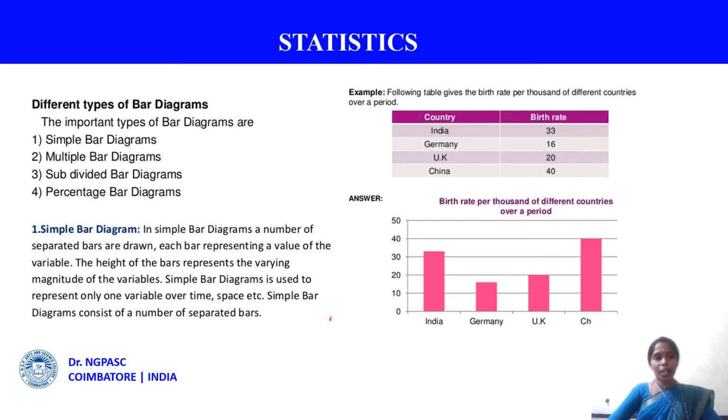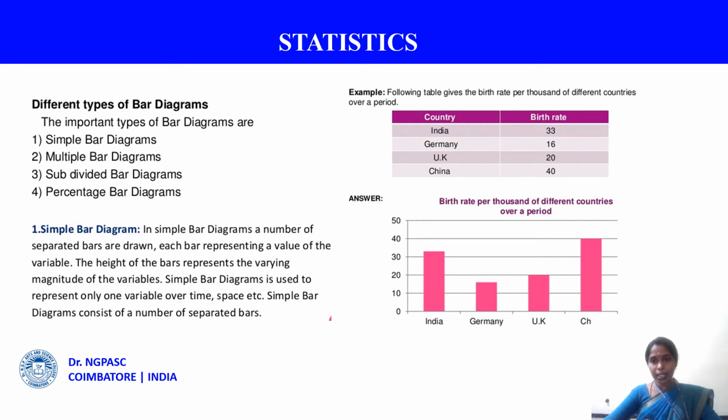Under bar diagram, we have different types of bar diagram: simple bar diagram, multiple bar diagram, subdivided bar diagram, percentage bar diagram. Here in this video, I am just giving a hint of what these diagrams are. So first one, simple bar diagram. Here we have a number of separated bars, and each bar represents a value of the variable. Here I have given an example: the country and birth rate are given. I am considering the birth rate on the y-axis. So first one, India.